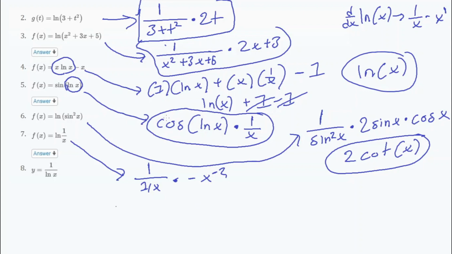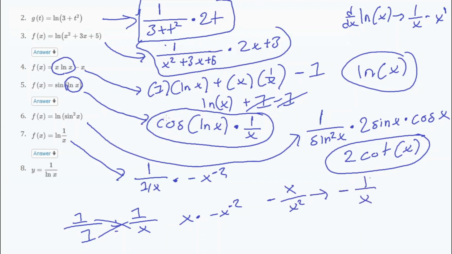And now we could rewrite it. We could also rewrite 1 over x as a division function because it makes visualizing a lot easier. So we're going to have 1 divided by 1 over x. We cross multiply, and we're going to have x multiplied by negative x to the negative second power. If we simplify all of this out, we're going to have negative x over x squared, in which our final answer would be negative 1 over x.